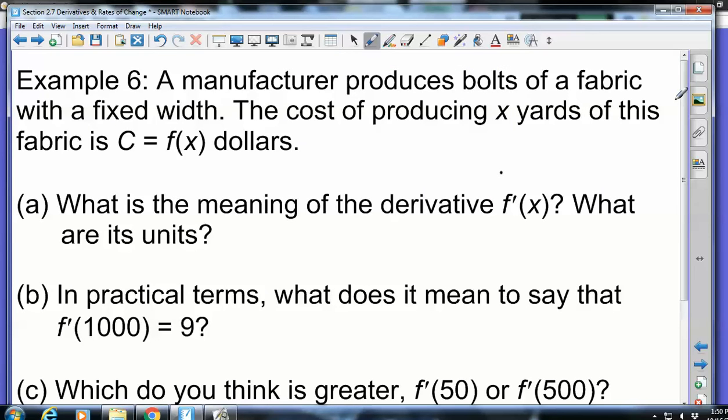A manufacturer produces bolts of fabric with a fixed width. The cost of producing x yards of this fabric is C equals f(x). Part A. What is the meaning of the derivative f prime of x?